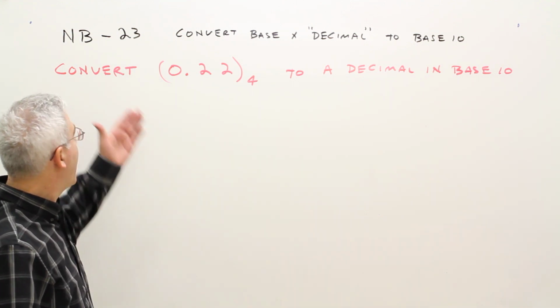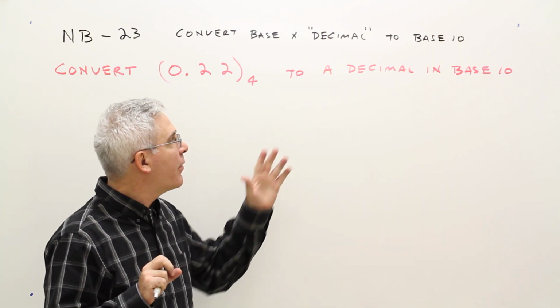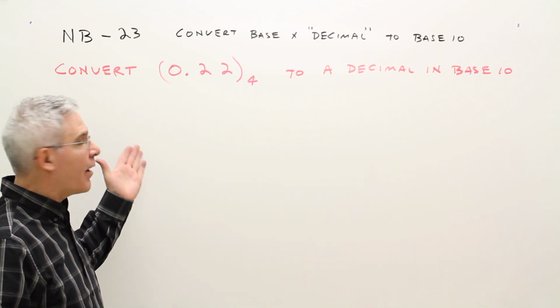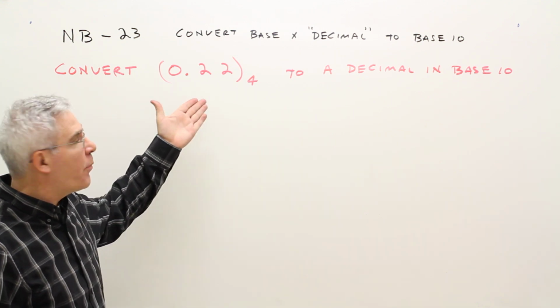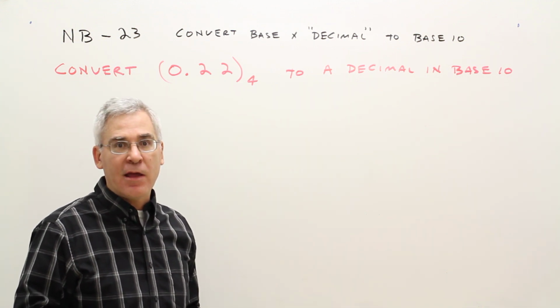Welcome to video NB23, convert a base X decimal number to a base 10 decimal number. Okay, here's the problem. Convert 0.22 base 4 to a decimal in base 10.